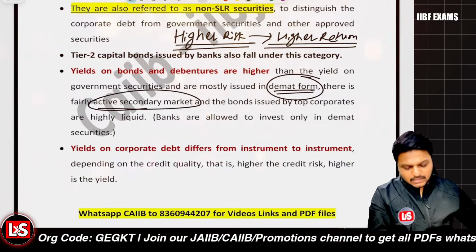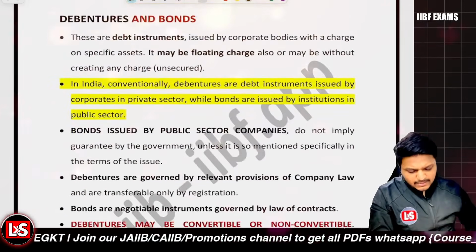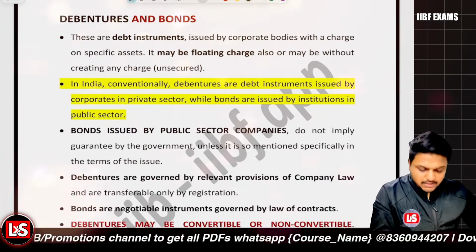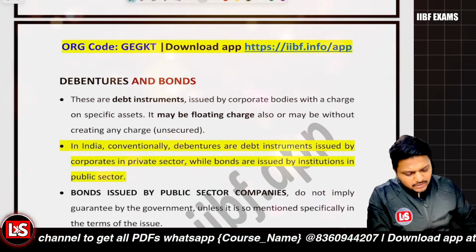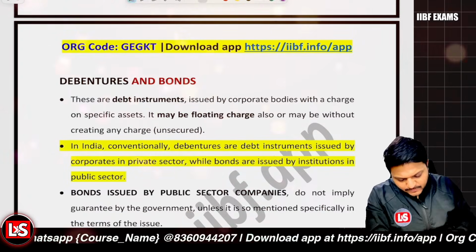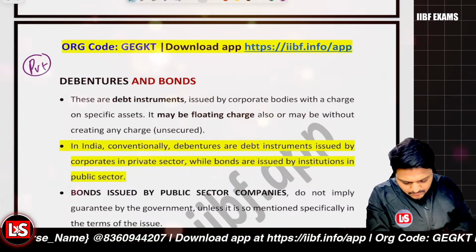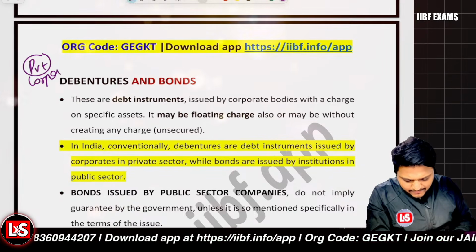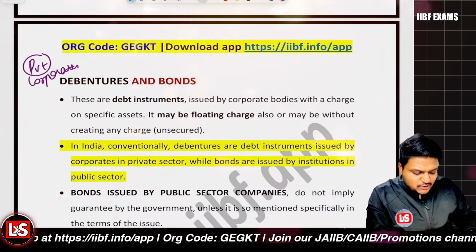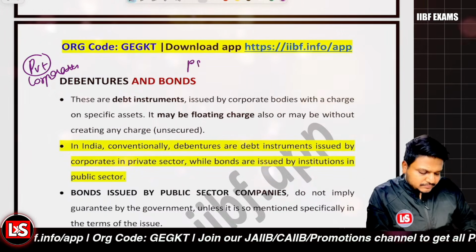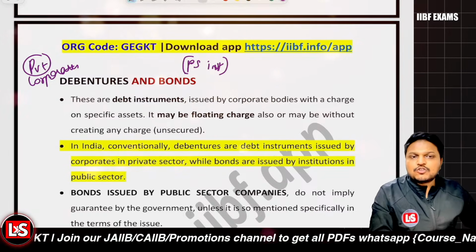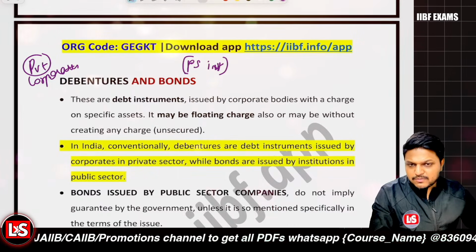Do confirm. Then the next one, it's about the debentures and the bonds. So just take an idea. When I'm talking about the debentures, these are issued by the private corporates. And when we're talking about the bonds, these are issued by the public sector institutions, right?